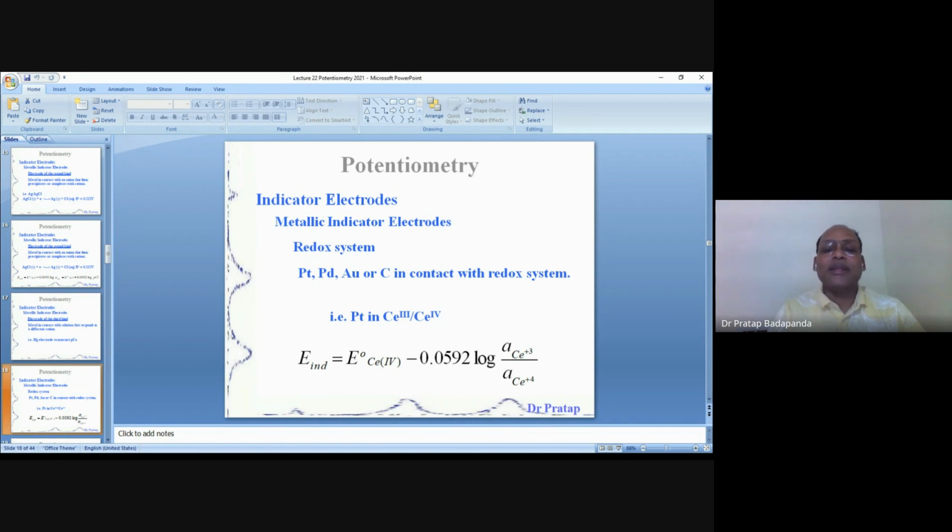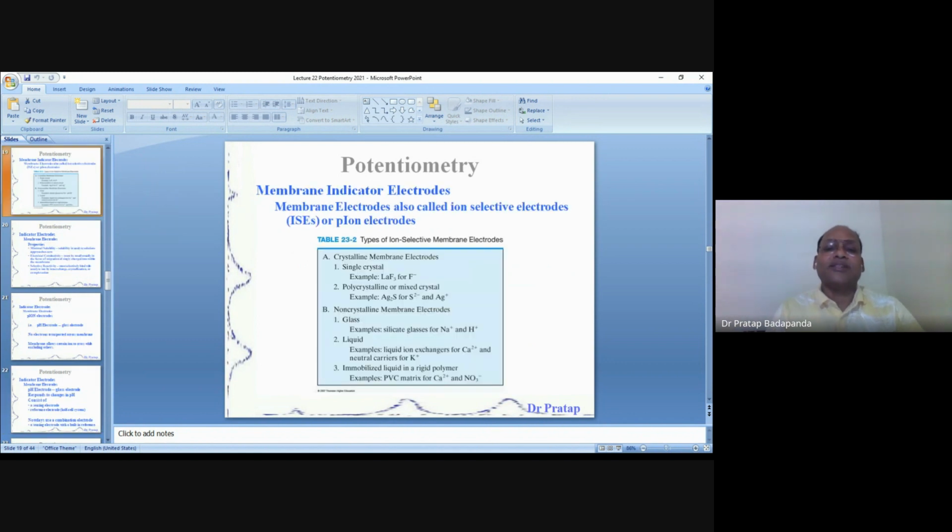So platinum in selenium 3 plus to selenium 4 plus. Here the electrode indicator potential is equal to E inert of the cell of selenium 4 plus. Here is the oxidation half and a reduction half. One is 4 plus, second is 3 plus. 3 plus means it will lose an electron and now it is 4 plus. Next, that is metallic electrodes over. Now we'll come to the membrane indicator electrodes.